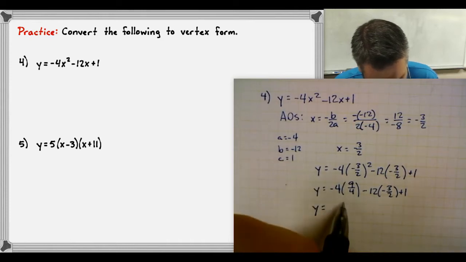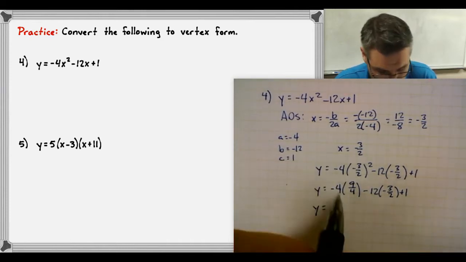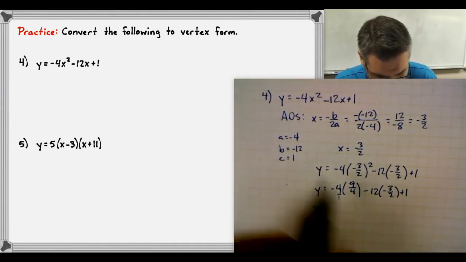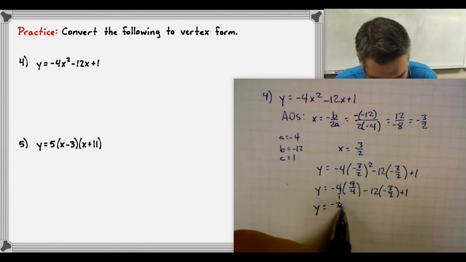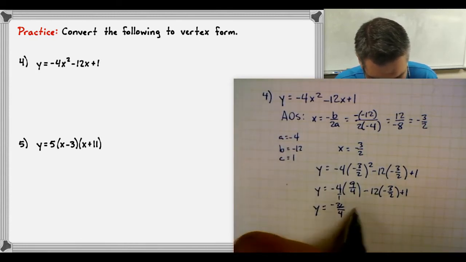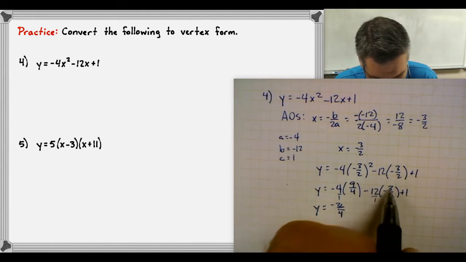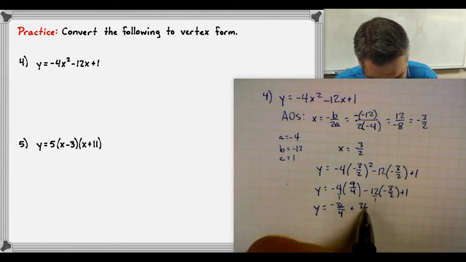Well, when I go to multiply these fractions, how do I multiply fractions? I put this over 1 and multiply straight across. So I'd end up with negative 36 over 4. And then here, put that over 1. Negative 12 times negative 3 is positive 36. And then 1 times 2 is 2.